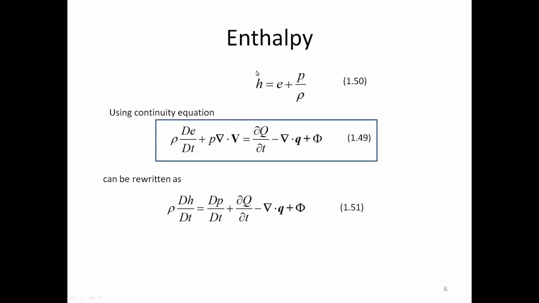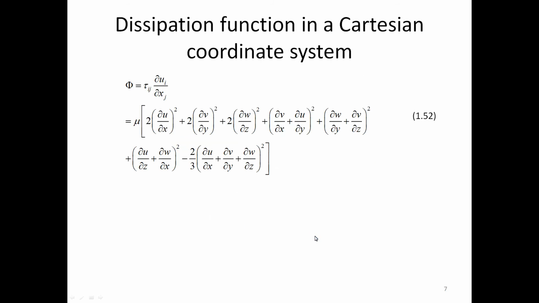Using the definition of enthalpy, H equals E plus P divided by rho, and the continuity equation, equation 1.49 can be rewritten as the following: rho DH by Dt equals DP by Dt plus dQ by dt minus nabla operator dot q plus phi. For a Cartesian coordinate system, this dissipation function becomes the following.